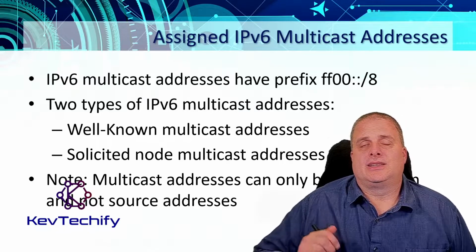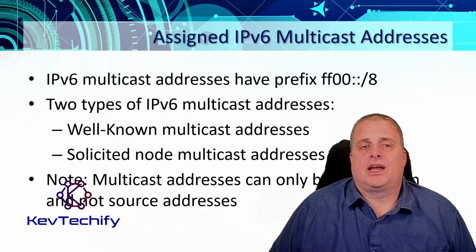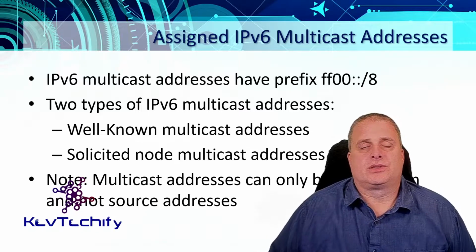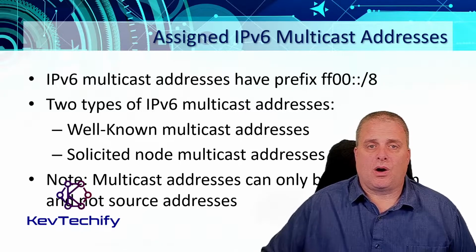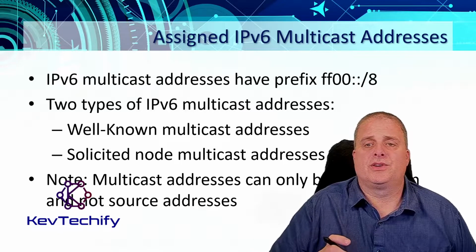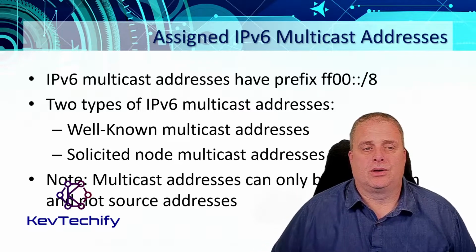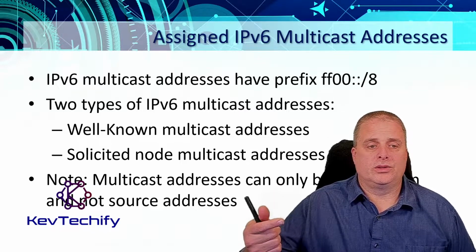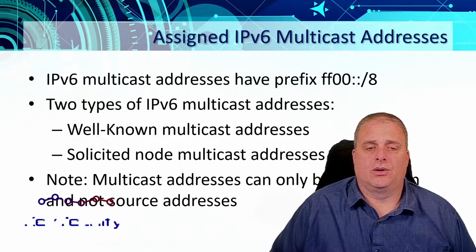For an assigned IPv6 multicast address, they start with FF00, and that's a /8 prefix. So all multicast addresses in IPv6 start with an FF00. There's two types of IPv6 multicast address. One is a well-known, and the other is a solicited-node.